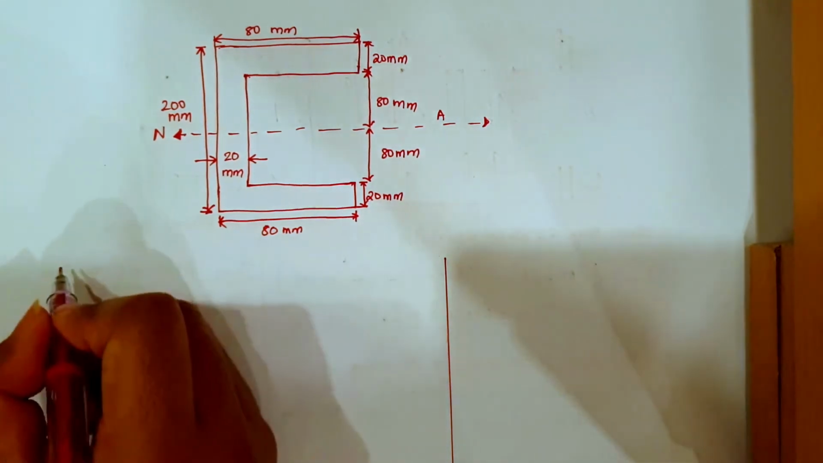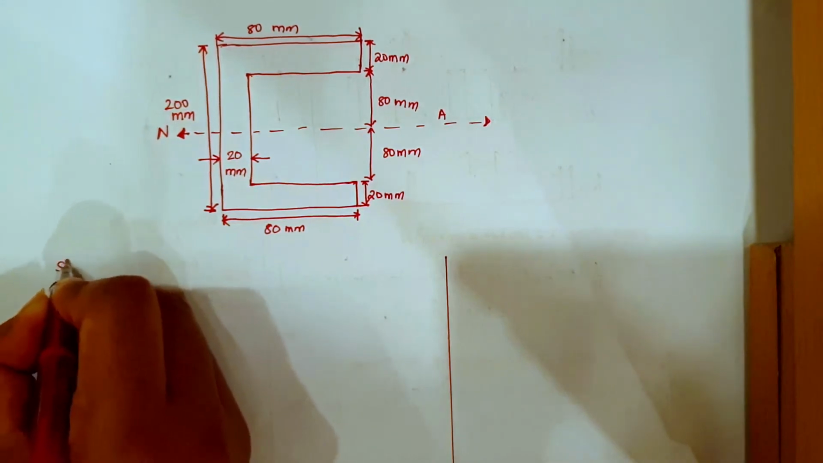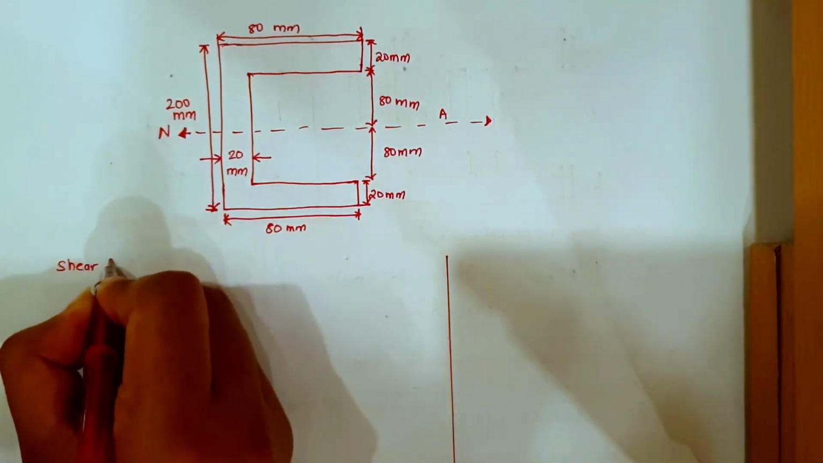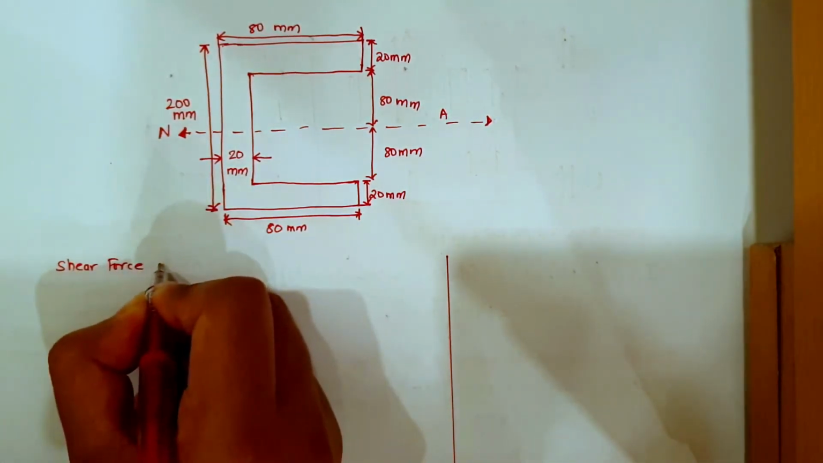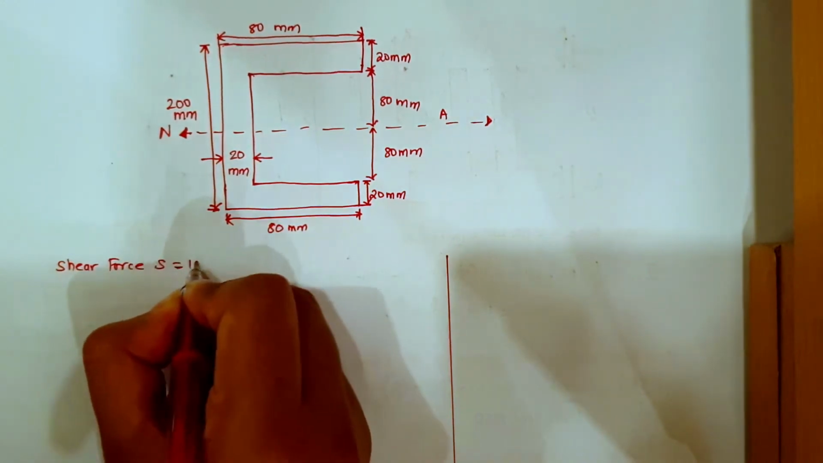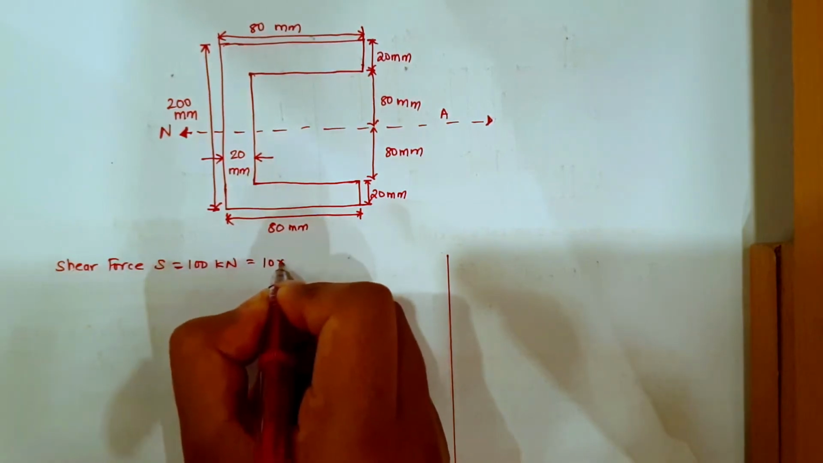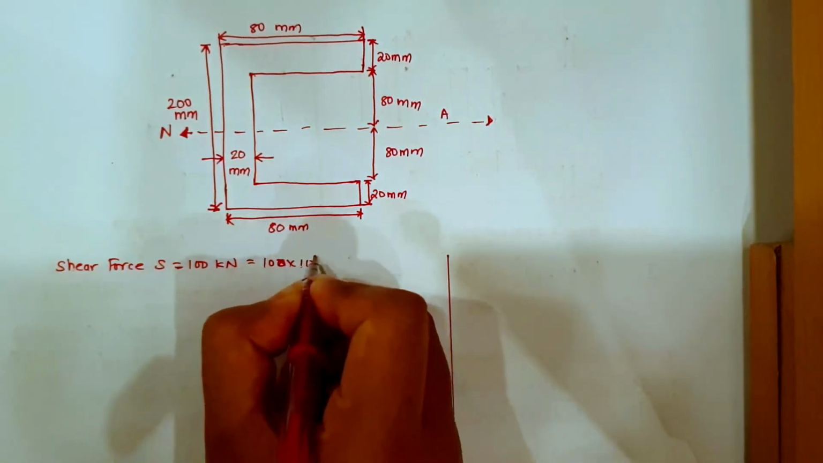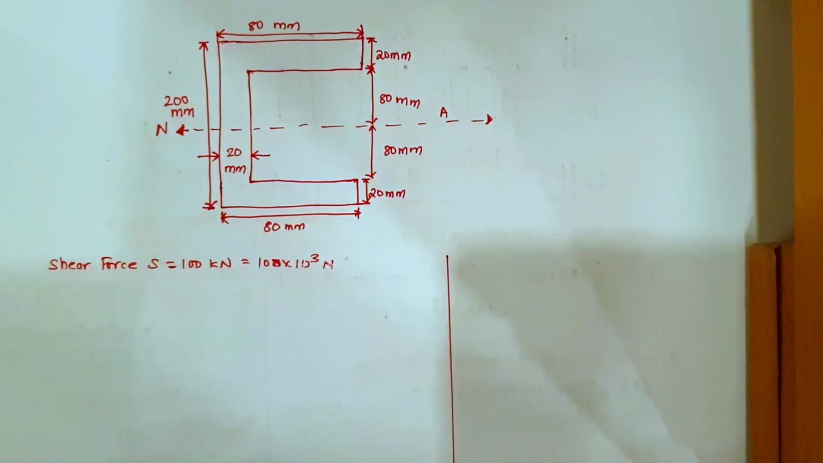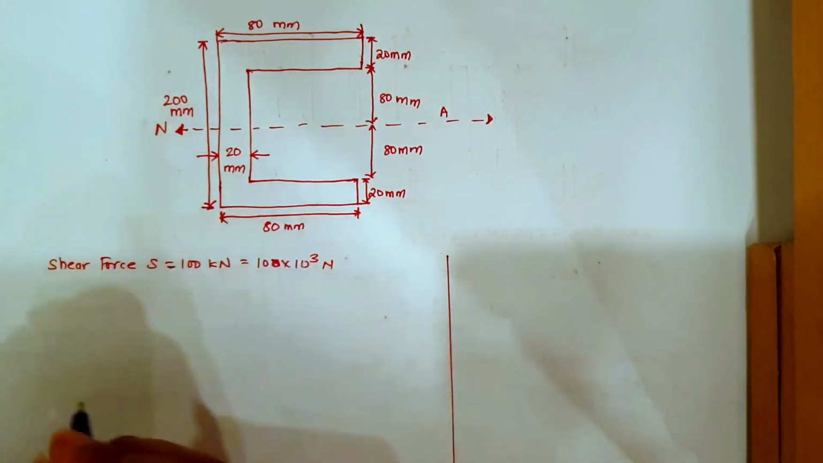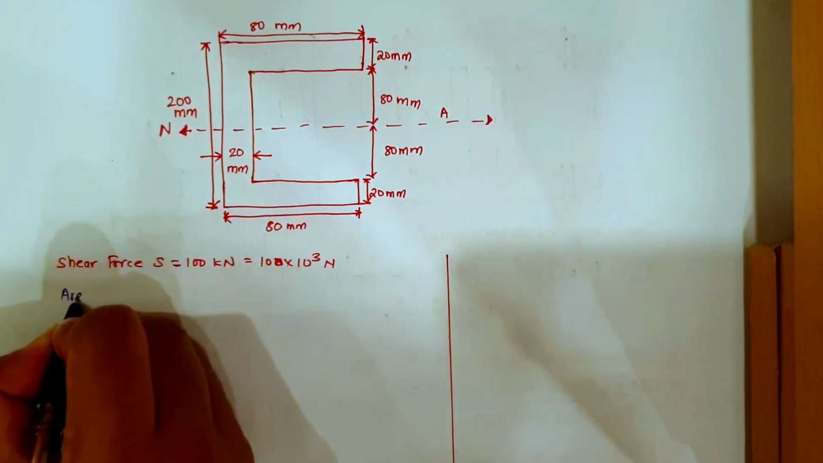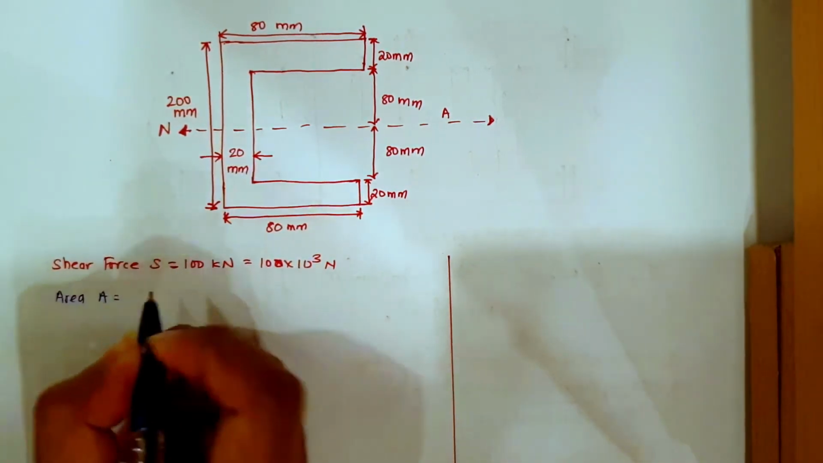So the given in this question for now is shear force S is given equal to 100 kilonewton, which will be equal to 100 into 10 raised to power 3 Newton. Okay, and we need to find the ratio. Now let us get started. Let us first start by finding the area of this channel section. So area A of this channel section.